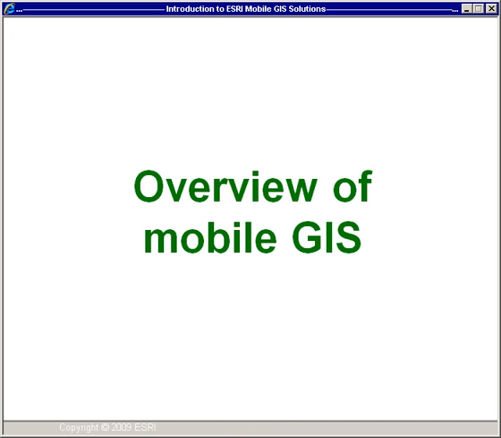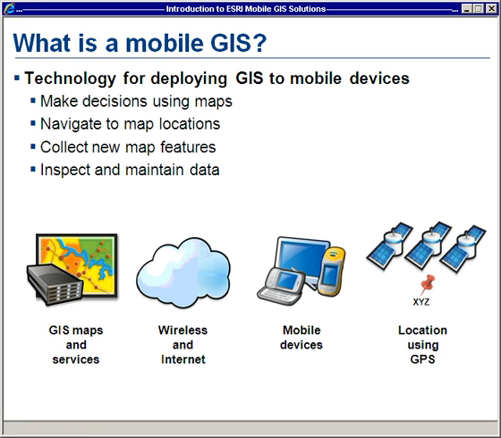So let's take a look at an overview of Mobile GIS. Firstly, what is a Mobile GIS? Well, you can think of a Mobile GIS as a technology for deploying your GIS capabilities down to a range of different mobile devices. You can use this technology to help people in the field make decisions by using rich GIS maps, be able to navigate through their world, accessing different locations on the maps, being able to collect accurate information using map features, and also being able to maintain and inspect your business data using those maps.